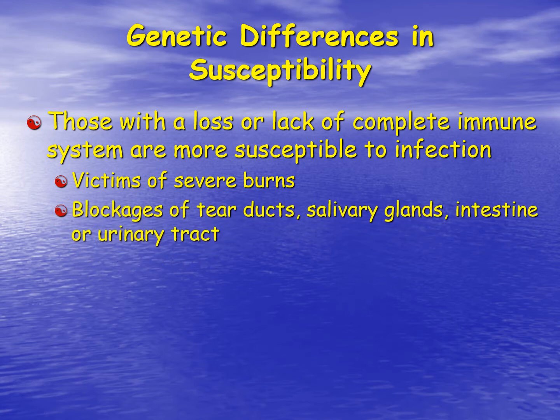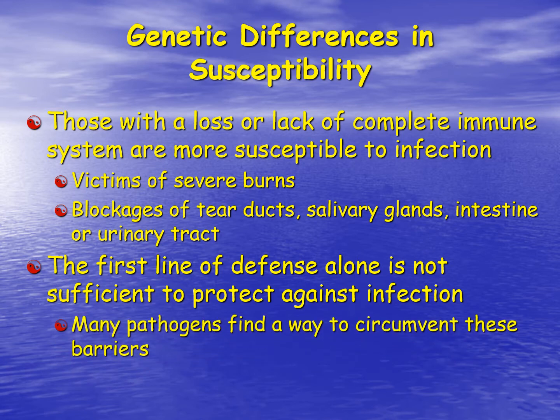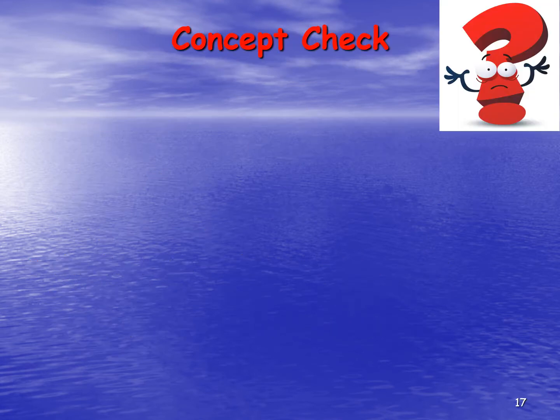in very easily. Blockages of tear ducts or salivary glands or even the intestinal or urinary tract can cause problems with microbes being able to exit the body. The first lines of defense alone, therefore, are not sufficient to protect against infection. Many pathogens have found ways to circumvent these barriers.